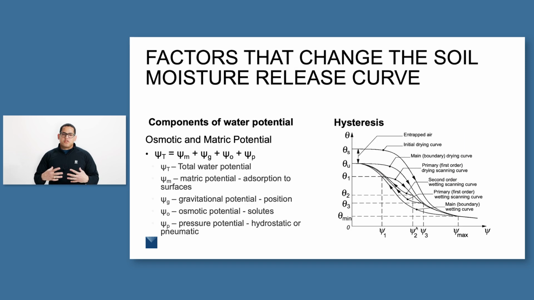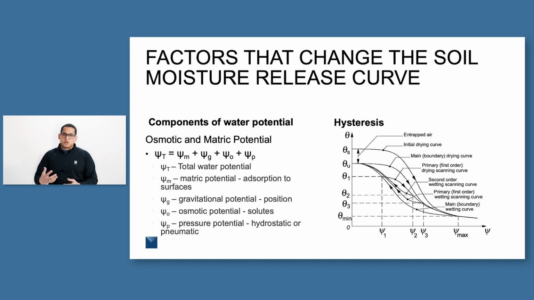To dive a little deeper into what we need to understand about soil moisture release curves, we really want to understand the factors that can change the curve. First, we'll focus on the components of water potential. When we talk about water potential, we're talking about total water potential, which is the sum of all of these things. It's the sum of the matric potential, which, like we talked about, is the adsorption to surfaces; the gravitational potential, which is primarily due to position within a gravitational field and the energy we need to overcome that; and the osmotic potential, which is governed by the solutes within the water.